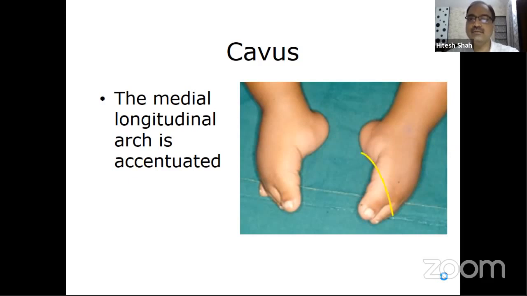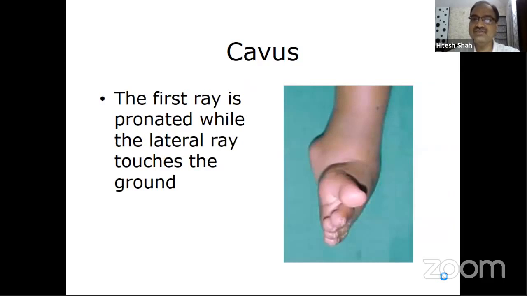The medial longitudinal arch of a normal child would look like this along the longitudinal line shown in this picture, while in cavus the first ray would be plantar flexed compared to this line. When there is an exaggerated longitudinal arch, it is called the cavus deformity of the foot. It will also be visible when the first ray is pronated and the lateral rays touch the ground.